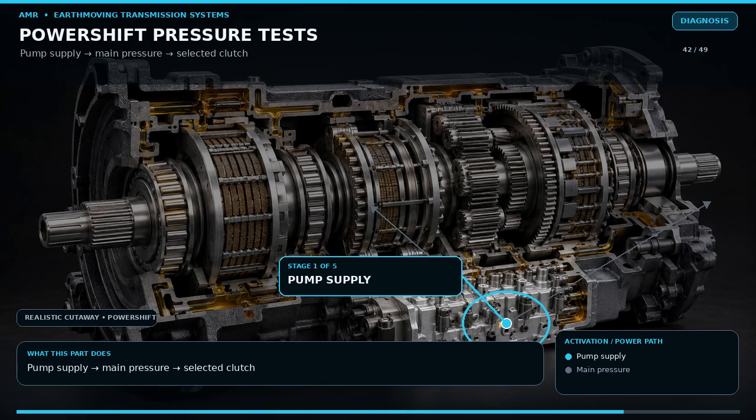Pressure testing must follow the hydraulic schematic. First, confirm transmission charge or pump supply pressure. Then check main regulated pressure at the specified engine speed and oil temperature. Next, connect to the affected clutch tap and compare neutral, fill, modulation, and full apply pressure with the specification. Test a known good clutch for comparison.